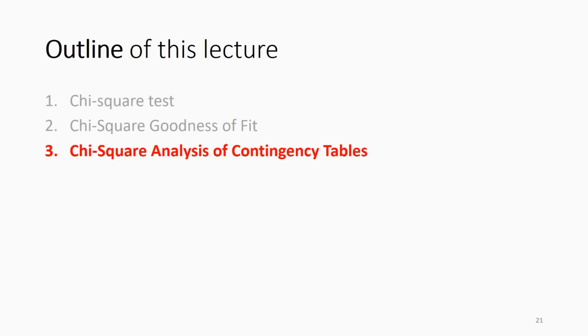So just now we learned about the goodness of fit. So we want to test whether the frequency of your category follows a certain theoretical distribution. So whether the frequency fits a theoretical distribution. Now we move to the next one: the chi-square analysis of contingency table.